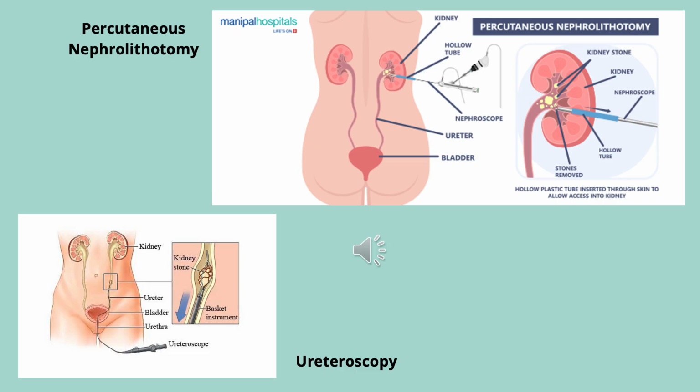On the other hand, a ureteroscopy, again, is an endoscopic procedure that's designed for stones that are located in the ureter. The ureteroscope is inserted into the urethra, into the bladder, to be able to access the ureter. Once the stone is visualized, then it's retrieved with the basket instrument, or it may be broken into smaller pieces using that laser lithotripsy. So both of these procedures are very highly effective, but they're selected based on the stone's size, location, and its complexity.